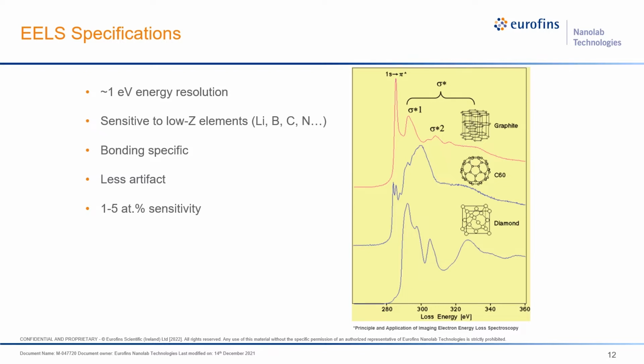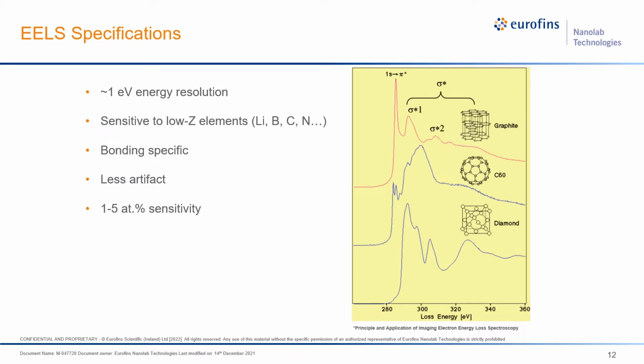So here I show the carbon EELS spectrum. You can clearly see that all three are carbon, but in three different forms: graphite, fullerene, and diamond. They show very different EELS spectrum shapes. But if it were in EDS, you would just see one carbon peak, no bonding information like this one shows.